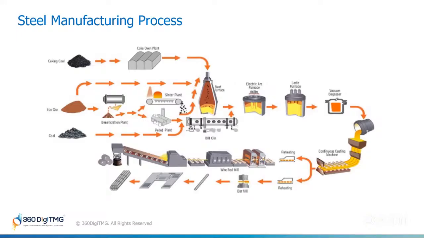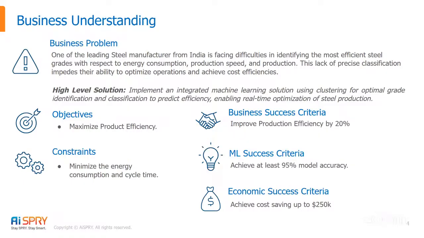Now let's understand the business problem. One of the top steel manufacturers in India is facing a problem. They are having trouble figuring out which steel grades are the most efficient in terms of energy consumption, production speed, and overall production. They don't have an accurate way to classify and identify the best steel grades, so they are not able to optimize their production process. This means they are not using their resources as efficiently as they could, which makes it harder for them to cut costs or improve their operation.